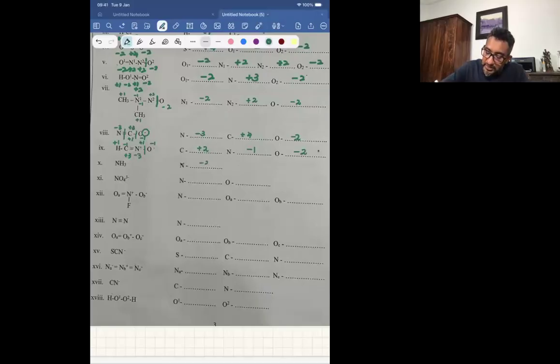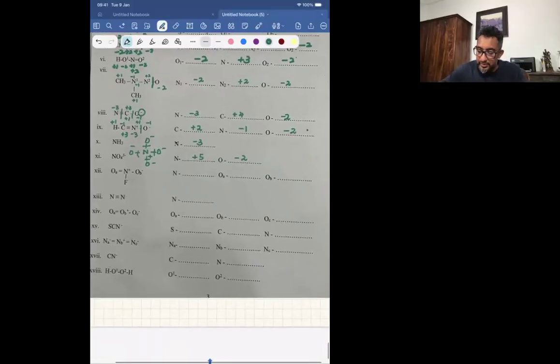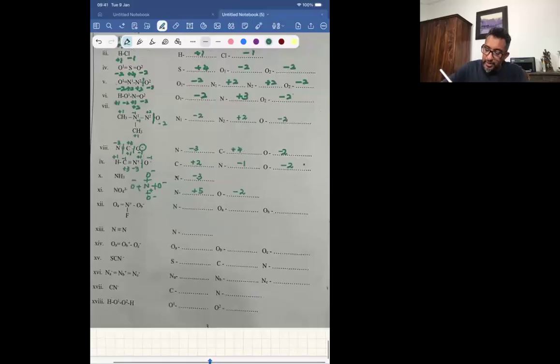NH3, nitrogen and hydrogen. Nitrogen is -3. NO4 3 minus. NO4 3 minus is like this. Minus, O minus, O minus, O minus, and this is plus. How do you get the charge? +1, +2, +3, +4, and with that electron, positive charge, +5. Oxygen is minus 2. Check whether you are okay with that. Next one. Oxygen minus 2.